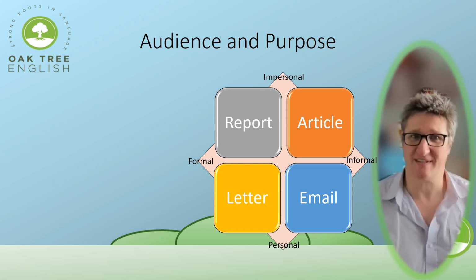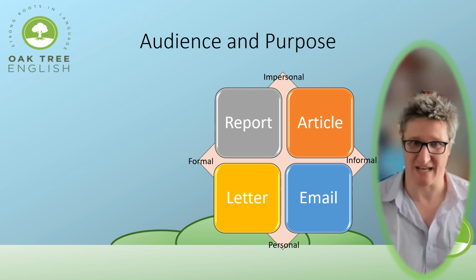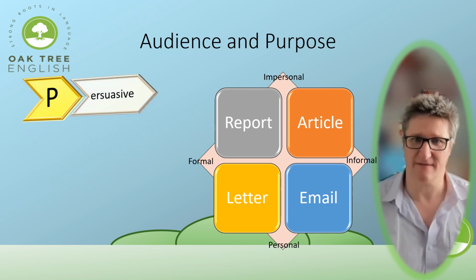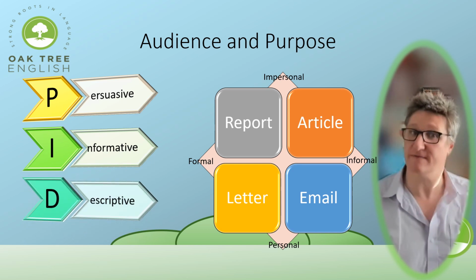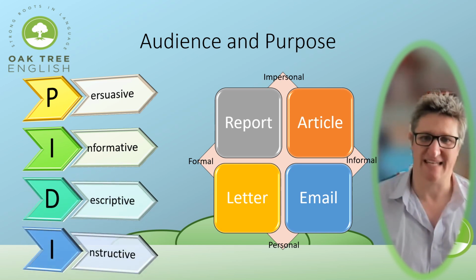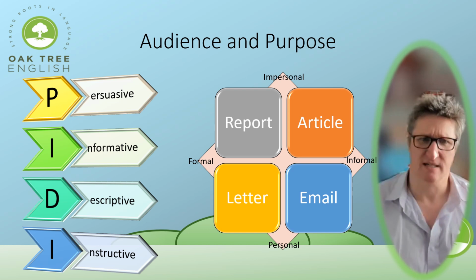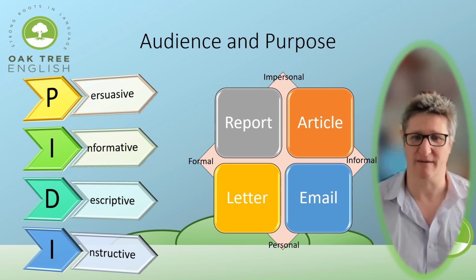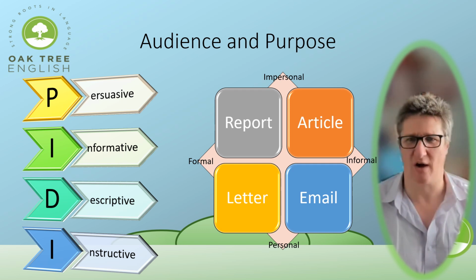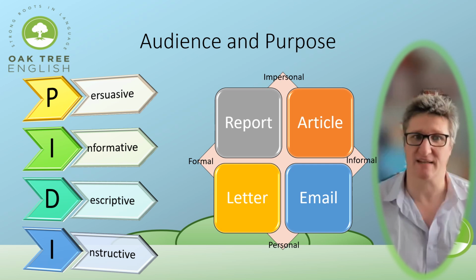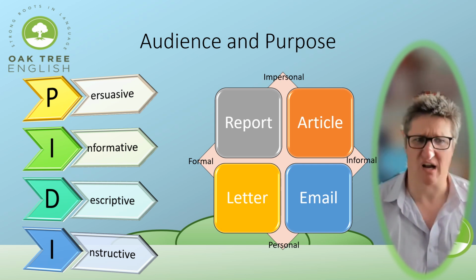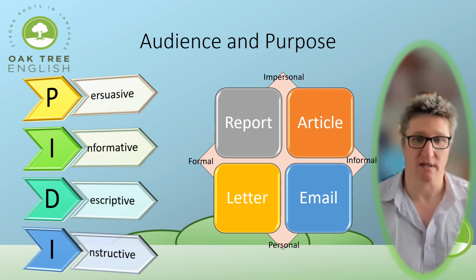The purpose of the text will fall into one of four rough groups. As always, it's going to be either persuasive or informative or descriptive or instructive, and that's PIDI for short. Persuasive would include any advertising material, such as a holiday brochure. I'm in holiday mood, so I'm going to talk about holidays. Informative would be something giving information, such as a guidebook to a place. Descriptive text, describe, such as a postcard home from holiday. Instructive is something like the emergency procedure on an aeroplane.